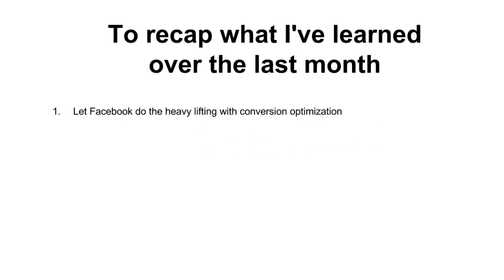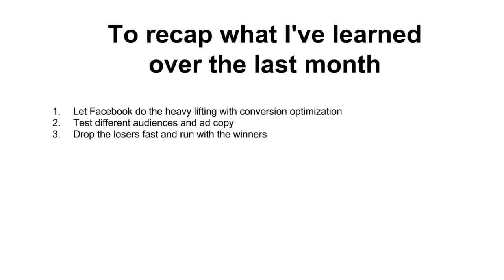To recap, what I've learned over the last month and in these 4 videos is, number 1, let Facebook do the heavy lifting with conversion optimizations. You'll remember I started out with cost per click optimizations and it just wasn't working for me until I let Facebook optimize for what I really wanted, and that was conversions. Number 2, test different audiences and ad copy. You can see even from week 2 my cost per subscriber fell by 10x. I was paying $10 a subscriber and got it down to $1 just by tweaking my audiences and ad copy, just those 2 things.